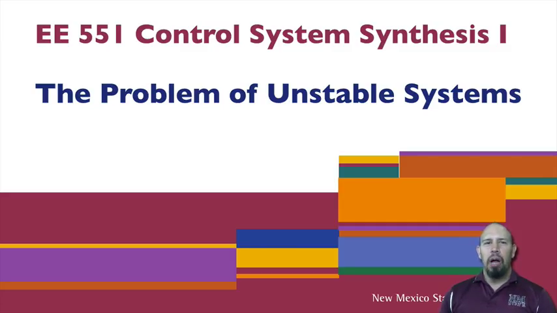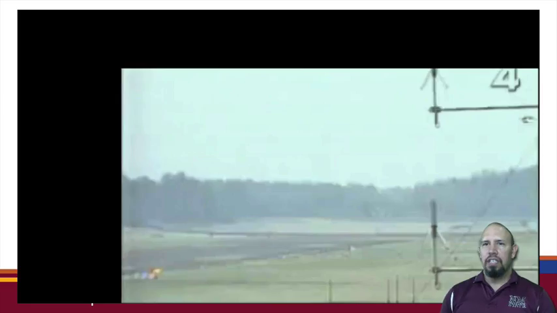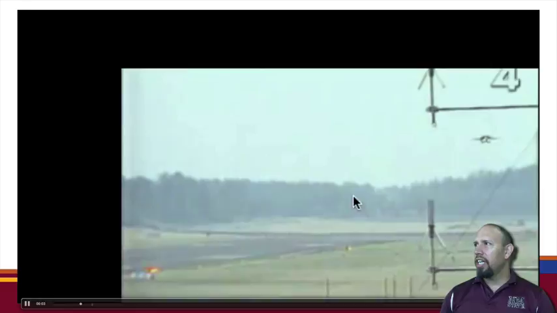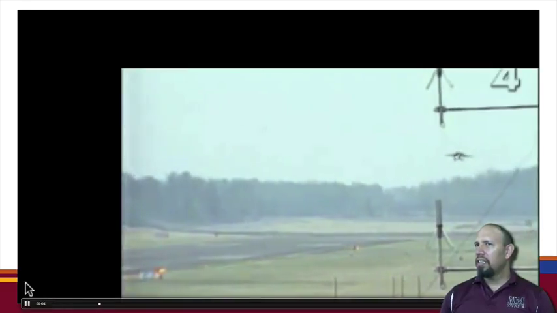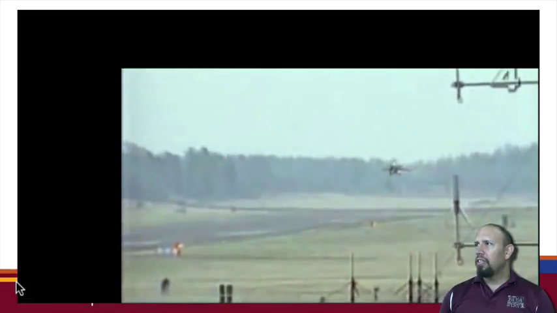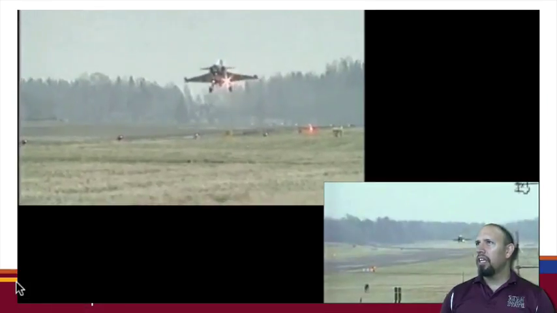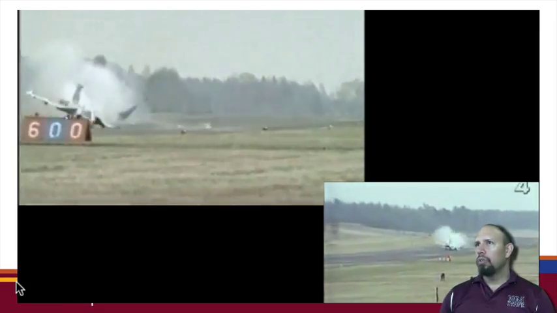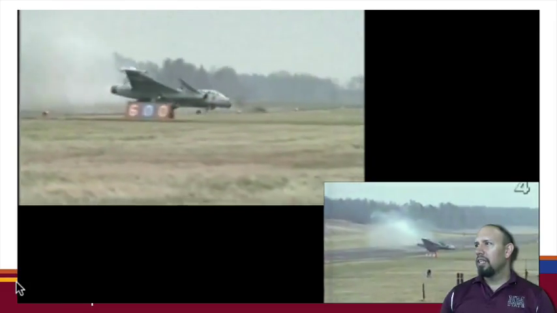Right, now we're going to look at the problem of unstable systems. So here's an example of a system that is unstable. We have this airplane coming in over here, coming in for a landing, and seems to be having a little bit of trouble here. We zoom in and we see, oh, that's not good. Boom.